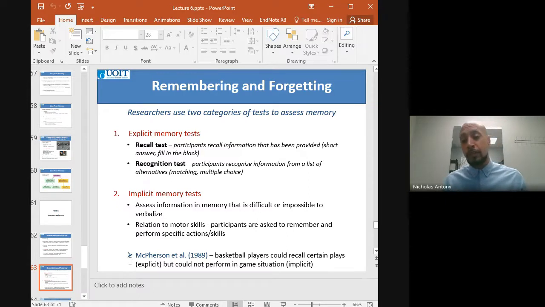Implicit memory tests are a lot more difficult. If I was to ask you, how do you prove to me that you know how to ride a bike? It's hard to verbalize. You have to get someone to show you, right?